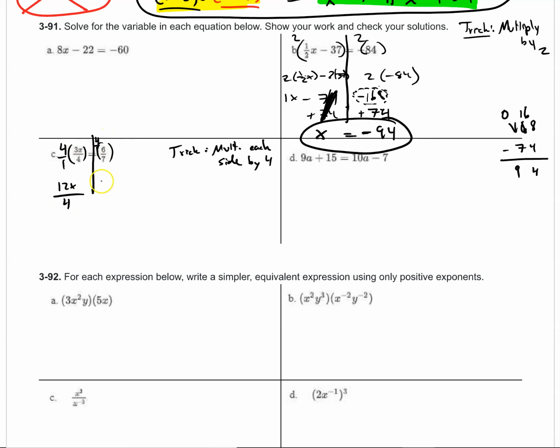And over here, we've got 4 times 6. That's 24 over 1. 1 times 7 is just 7. Now, 12x divided by 4. 12 divided by 4 is 3. So this is 3x equals 24 over 7. Okay, now divide both sides by 3. And x equals, when you're dividing the right side by 3, keep 24 over 7, change division to times, and flip. Keep change flip. 3 becomes 1 over 3. So this is 24 over 21.